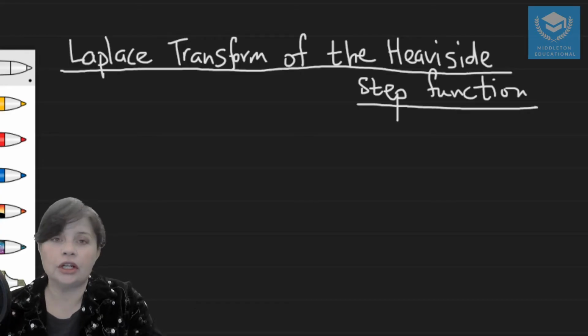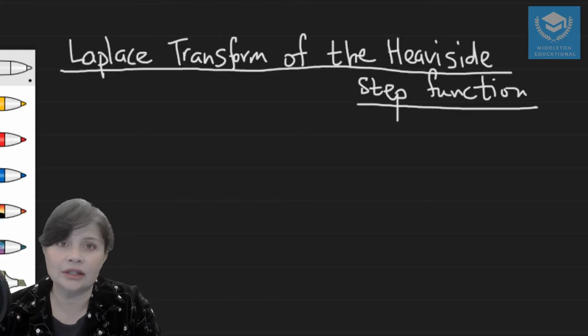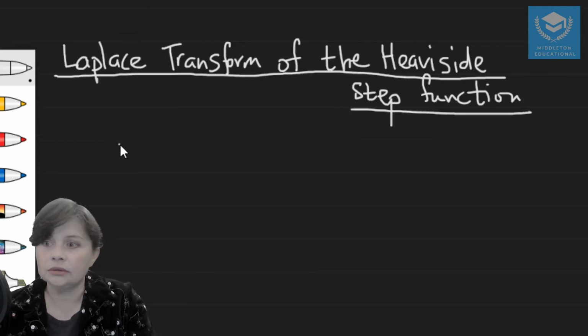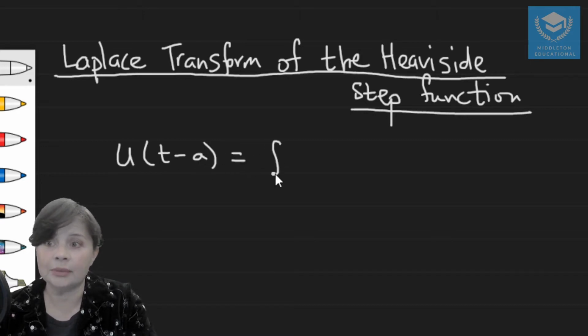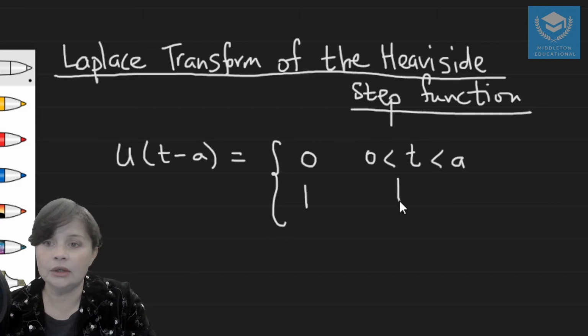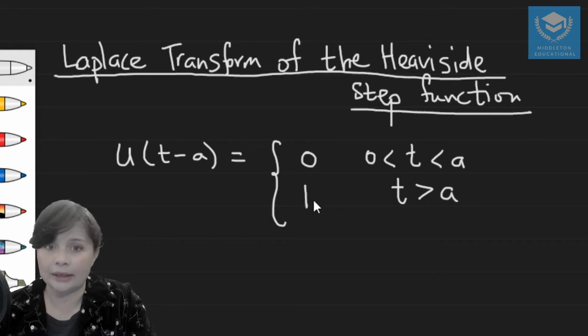So before we start with that derivation, let's remind ourselves what the definition of the Heaviside step function is. The function u of t minus a is defined as follows. It's a discontinuous function, so it's made up of two parts. That function is either 0 or 1 depending on where t is. So if t is between 0 and a, it's going to be 0. And if t is bigger than a, it's going to be 1.